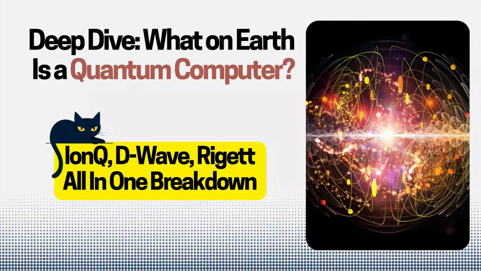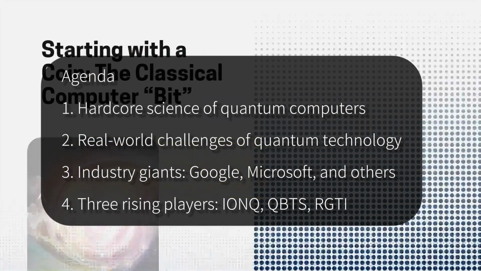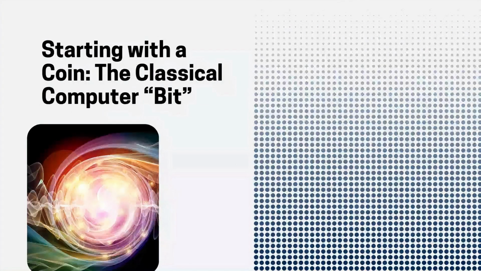Today, we're going to use the simplest examples to explain the most complex thing in tech right now, quantum computing. And while we're at it, we'll take a look at the hungry little giants fighting for a piece of this market. Let's start with the simplest thing imaginable, a coin.